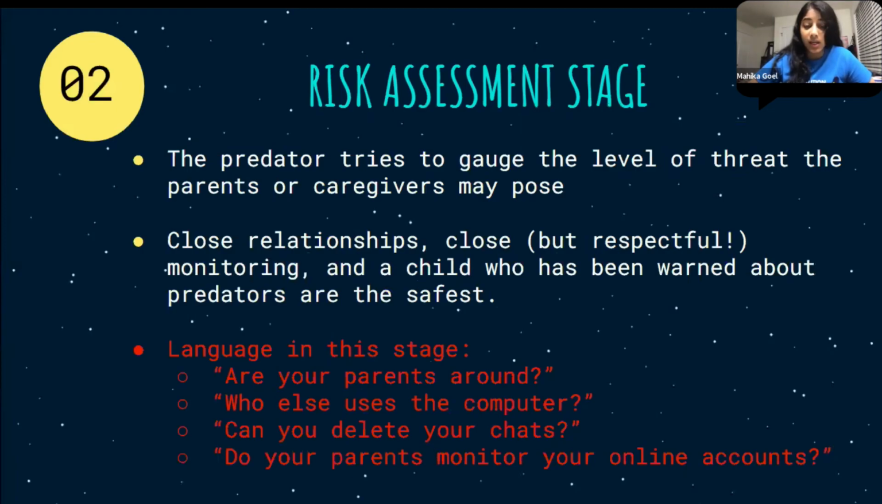This is the risk assessment stage where the predator tries to gauge the level of threat that the parents or caregivers may pose. So language in this stage might be, are your parents around? Who else uses the computer? Can you delete your chats, etc.